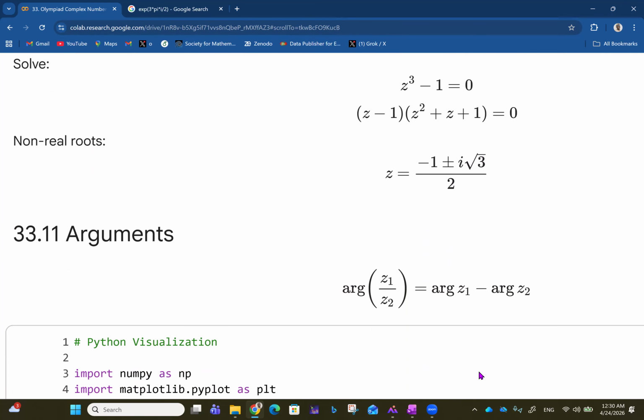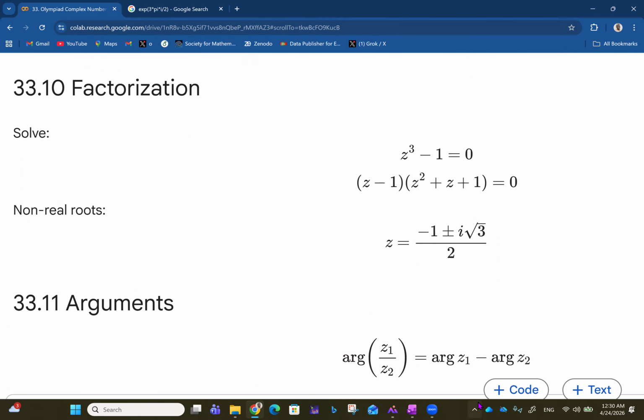So we have that. Then we can also talk about arguments. The argument of z1 over z2 is simply the same thing as the argument of z1 minus the argument of z2. And don't forget, the argument of z1 will be arctan of y1 over x1, and the argument of z2 will be arctan of y2 over x2.